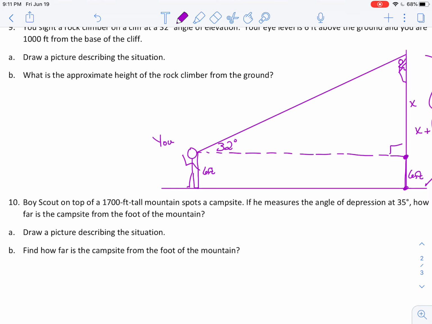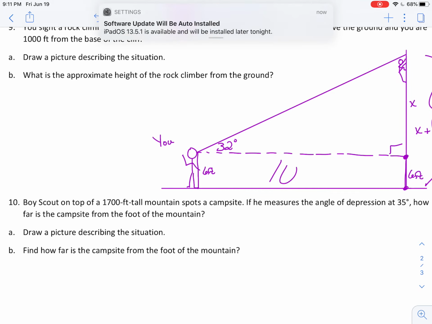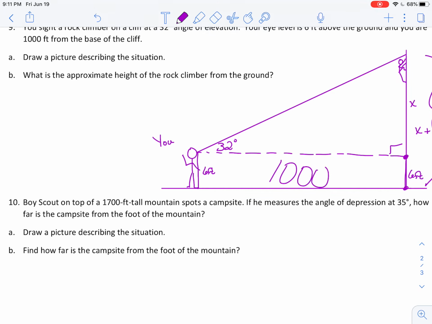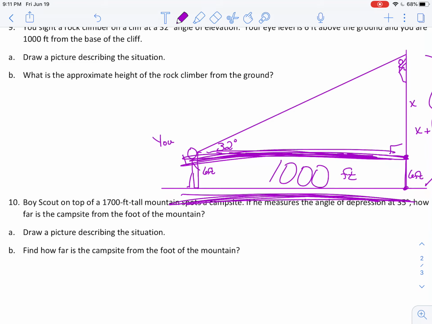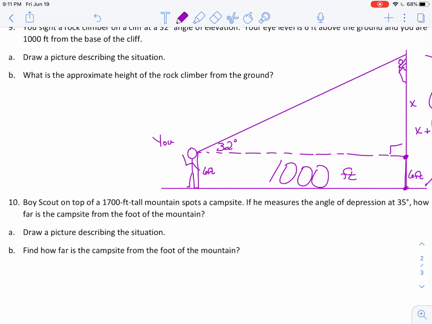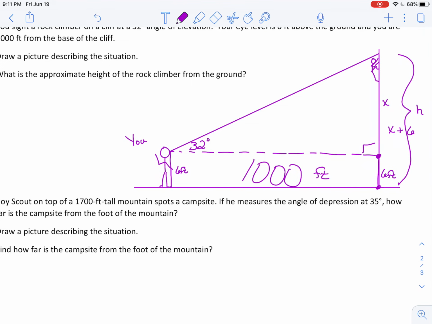And the last thing on here, you are 100 feet from the base of the cliff. When you're hearing how far from something you are, it's not talking about from this rock climber. It's saying from the base, from the bottom of the cliff. So this is our horizontal distance. We have 100 feet. And I'm writing this gigantic because this bottom horizontal is 100 feet and my dotted horizontal is 100 feet. So it doesn't really matter where it is, so I kind of wrote both places. So if I'd like to know what X plus 6 is, I got to know what X is first, so I'm going to do that.